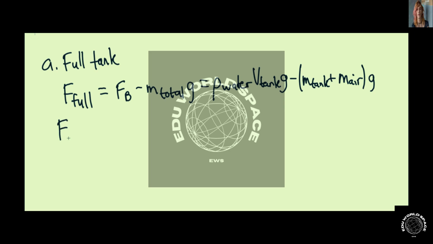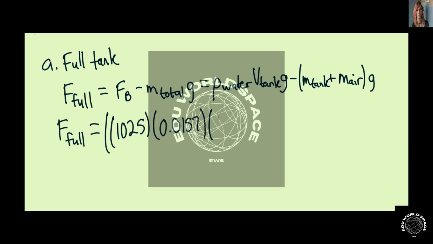So we can say that the force on a full tank would be equal to 1025 kilograms per cubic meter times the volume of the tank, so 0.0157 cubic meters, times 9.8, and then this will be minus 17 kilograms times 9.8 meters per second squared.